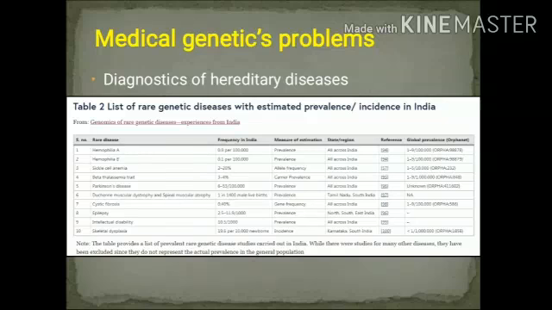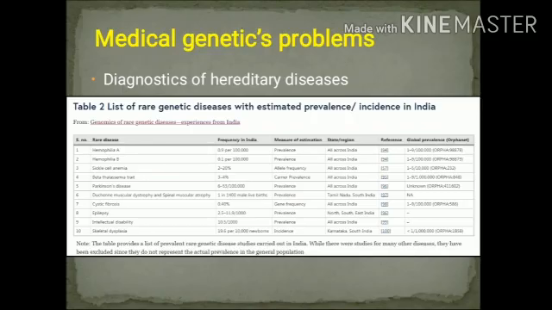Medical genetics problems. The first, diagnosis of hereditary diseases. Next, analysis of their prevalence in different population and ethnic groups. Next, medical genetic counseling. Next, prevention of hereditary disease, for example, prenatal diagnosis. Next, study of the molecular genetic basis of the occurrence and formation of hereditary disease. And next, identification of risk factors for multifactorial disease.